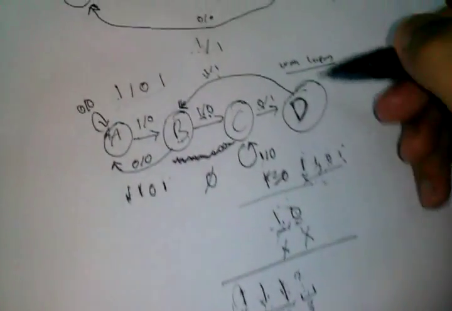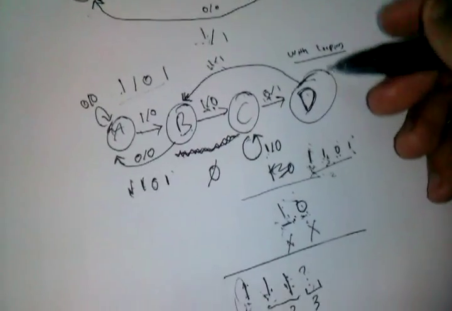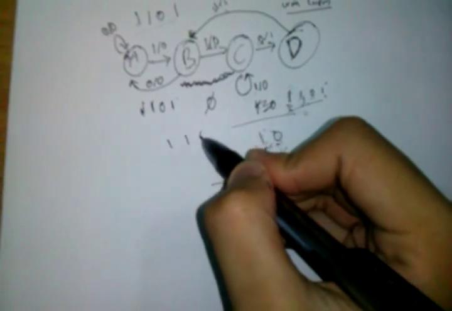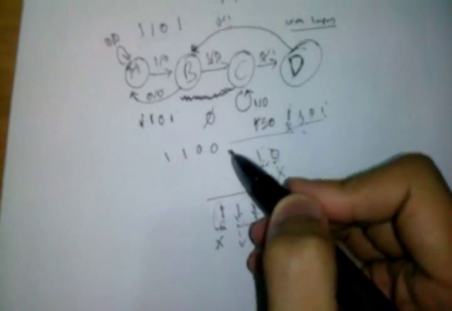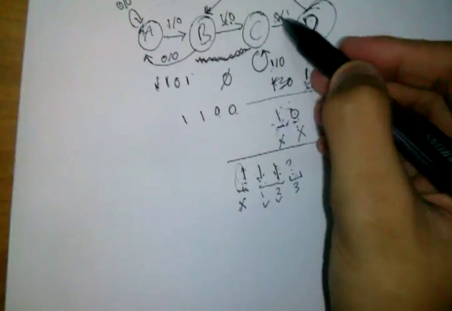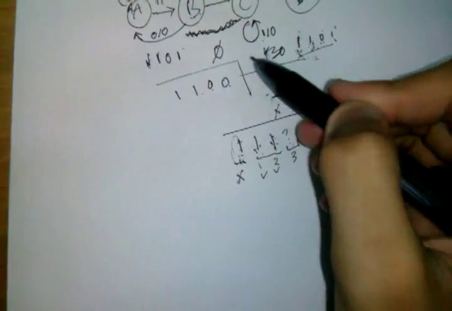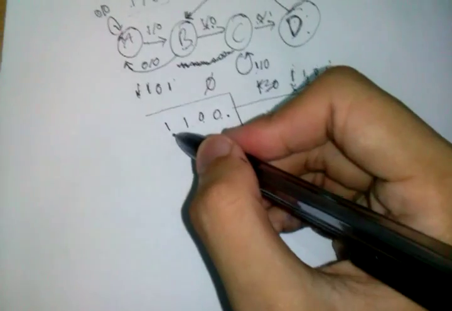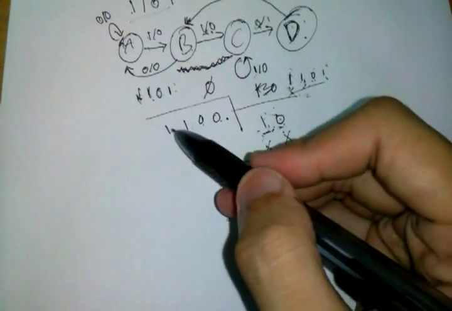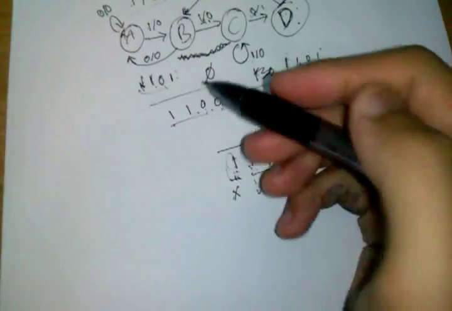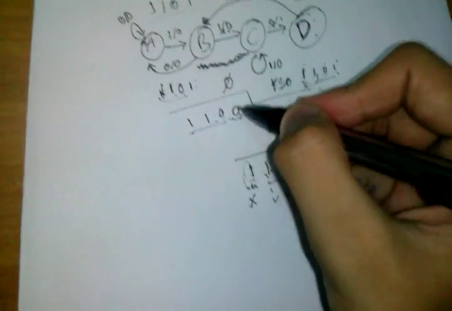Okay, and then if state D gets 0, I guess the sequence will be 1 1 0 0. Why 1 1 0 0? Because state D detects 0. Again, we want to detect 1101, but it occurs as 1100. For these three digits, it's already the same as this. For the third digit it is 0, it will be 1.